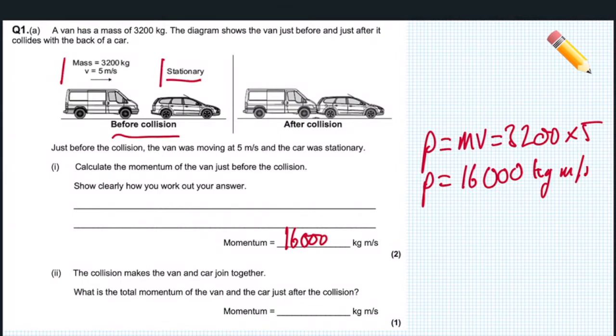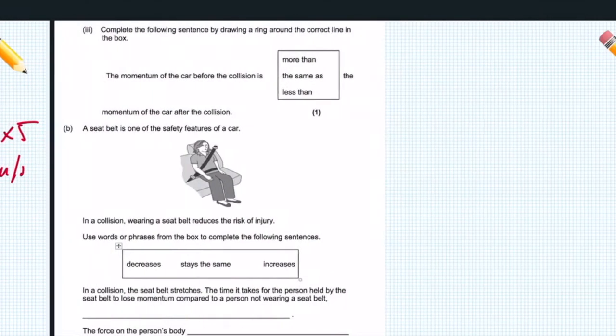What is the total momentum of the van and the car just after the collision? Well, momentum is a conserved property. What that means is that momentum before the collision and the momentum after the collision will be exactly the same. We're not given any space to do any working out here, we're not given any of these lines, for example. So we're basically being asked for a number that's either pretty obvious or a number that we've already calculated in the question previously. So that again is 16,000 kilograms meters per second.